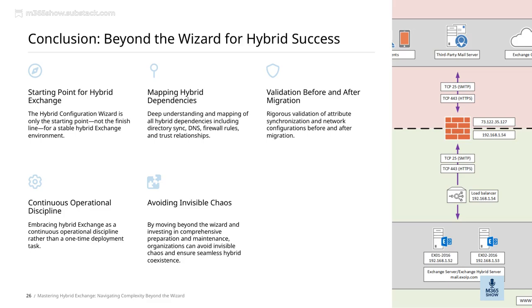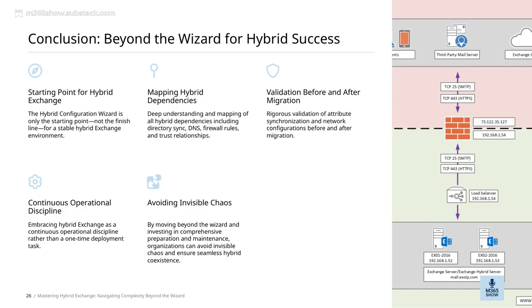Now, as we wrap up, I want to emphasize that achieving hybrid success goes well beyond just using the wizard. It's about moving into a mindset of ongoing management and preparation. When organizations invest in thorough planning and regular maintenance, they can actually avoid what I like to call invisible chaos, those hidden issues that can disrupt seamless operation. It's important to see hybrid Exchange not as a one-and-done project, but as a continuous operational discipline. This means validating your attribute synchronization and network configurations both before and after migration to ensure everything is properly aligned.